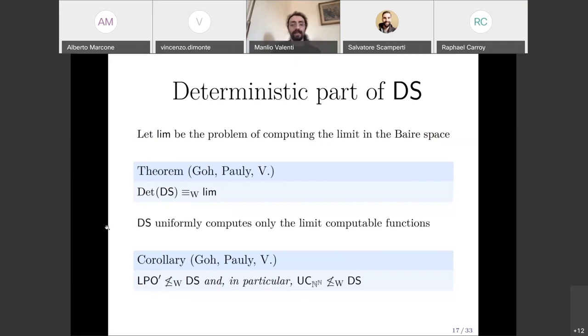Now, this problem here, I didn't define it. It's not really going to be super interesting for us. But intuitively, this corresponds to the problem of finding the answer to a single sigma 0 2 or pi 0 2 question. Therefore, the answer is 0 or 1. And this is not a limit computable problem, and therefore it's not reducible to DS.